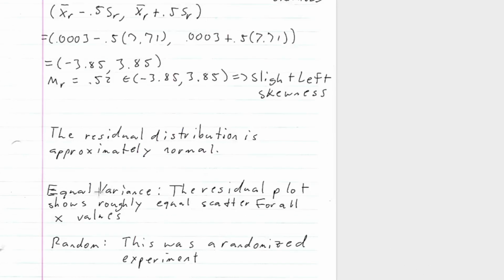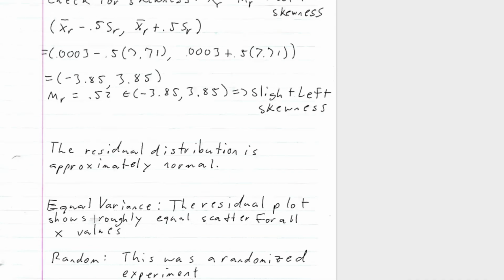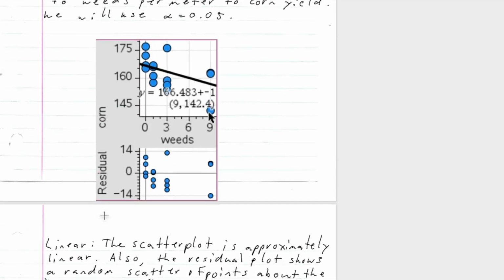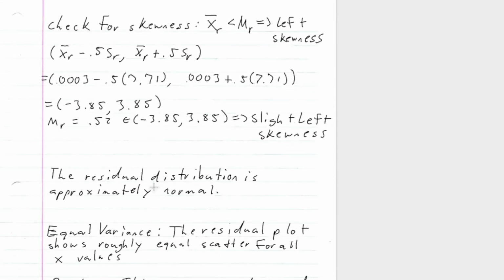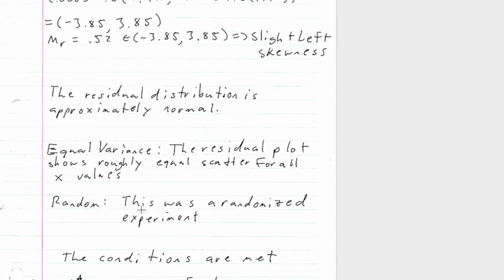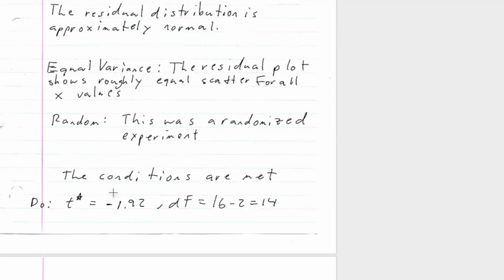Okay, so the next we need is equal variance, right? So what I put here is the residual plot shows roughly equal scatter for all x values. And you can see that in our plot here, right? The scatter for these are about equal, right? So there's equal variance in our residual plot. Okay? And of course, the last condition, random, this was a randomized experiment. So the conditions are in fact met.